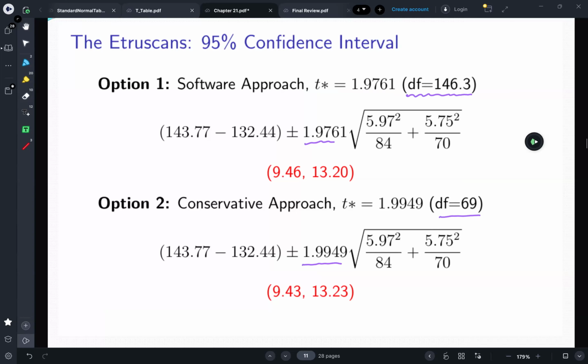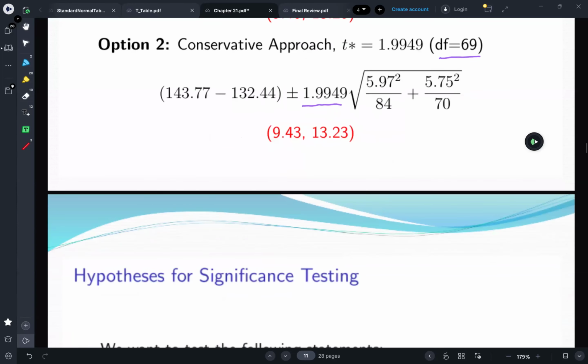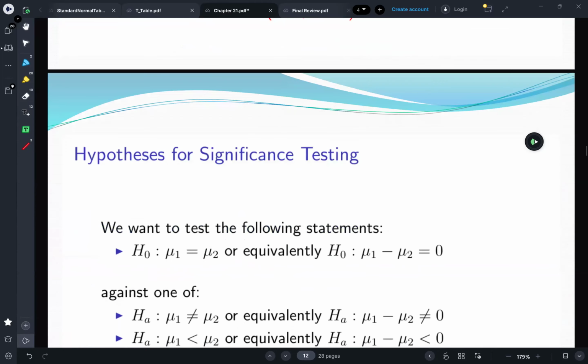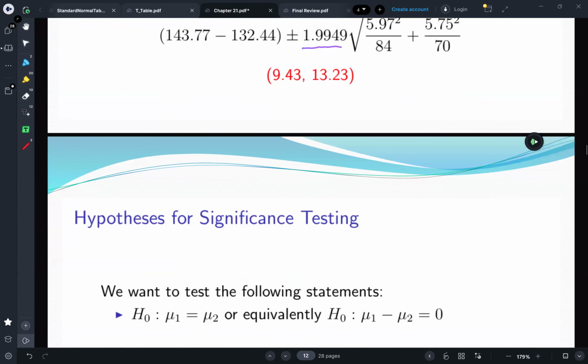If 0 was in the range, then we'd say there's no difference. But it's not. So if both your numbers are positive, your min and your max, or if both your numbers are negative, then you have a difference. It means there's a significant difference between the two populations. So we conclude there's a significant difference between the two populations of the Etruscan measurements and the Italians. And what do we say? Well, I think I have a bit more to say in a few slides.